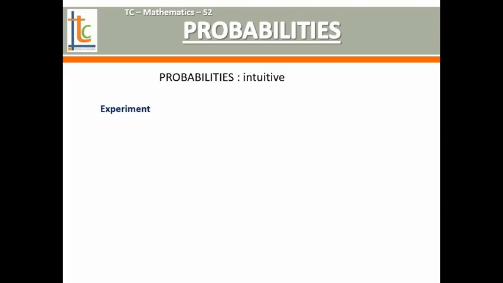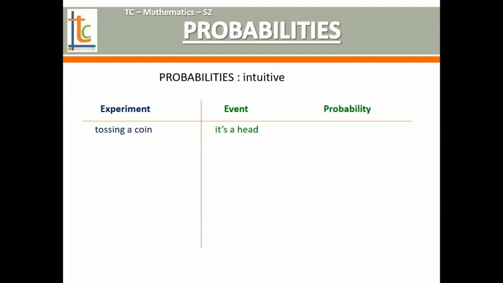You need to build an experiment, like, for example, tossing a coin. While tossing a coin, you could be interested in a given event, that it's a head. And our aim is to calculate, or to just tell, the probability that this event could occur. It's a head has a probability of 1 in 2. 1 chance in 2, okay?